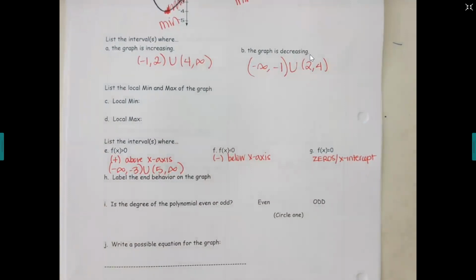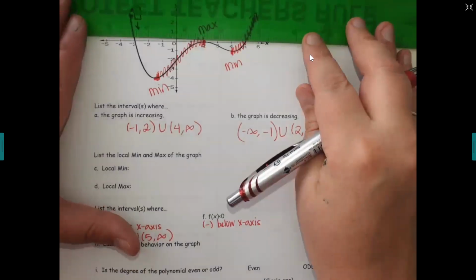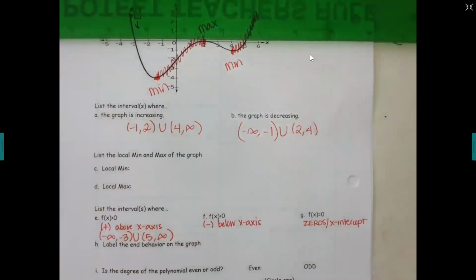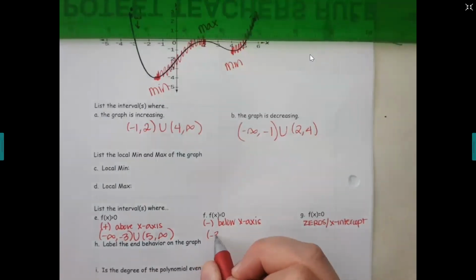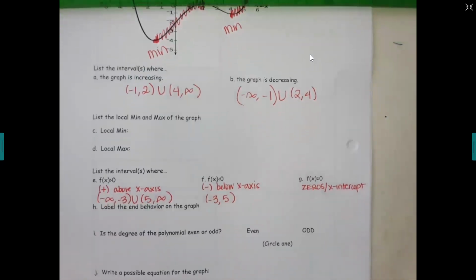Below the x-axis, I'm going to take my ruler. I'm going to hide everything on top. And I notice that my graph is below the x-axis all the way from negative 3 to 5. So from negative 3 to 5. Also notice that we don't need a union because we don't have multiple sections.